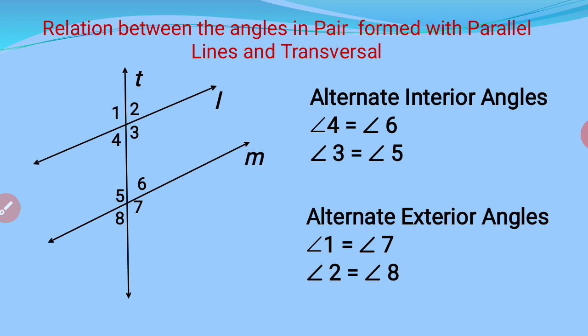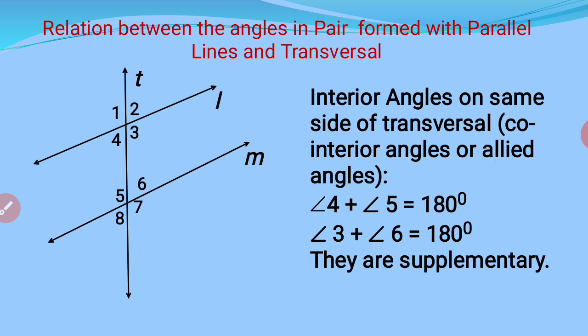Similarly, we have another pair of angles which are alternate exterior angles. They are alternate, meaning one on each side of the transversal, and they are exterior, that means outside the given pair of lines. So actually we are talking about angles 1, 2, 8 and 7. Here angle 1 and angle 7, angle 2 and angle 8 are the alternate exterior angles, and since the lines are given to be parallel, these alternate exterior angles are equal. So we can say that angle 1 is equal to angle 7 and angle 2 is equal to angle 8.